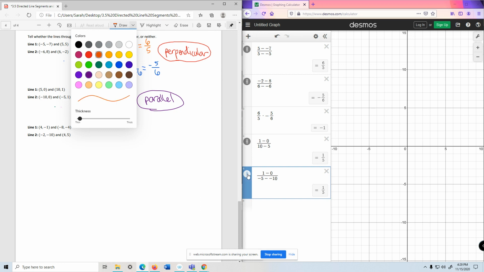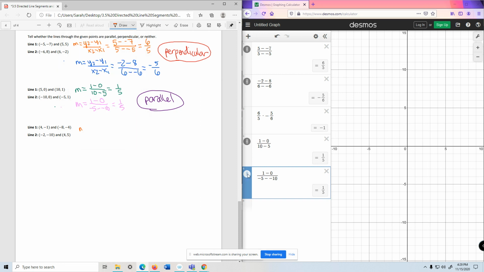Let's do one last one. So I'm just going to jump in with my slope formula. y2 is negative 4 minus y1 is negative 1. x2 is negative 8 minus x1 is 4. Let's use Desmos to help us out. So division sign. Negative 4 minus negative 1 over negative 8 minus 4 gives me a decimal. Let's switch that to a fraction. I get 1 over 4.